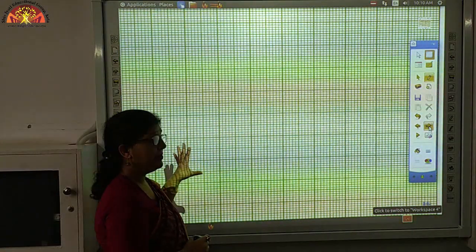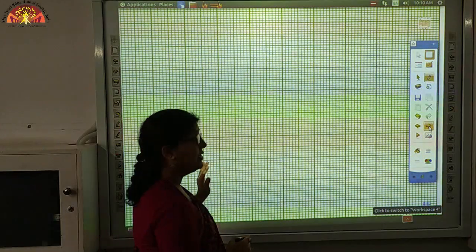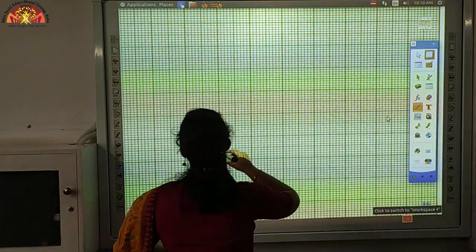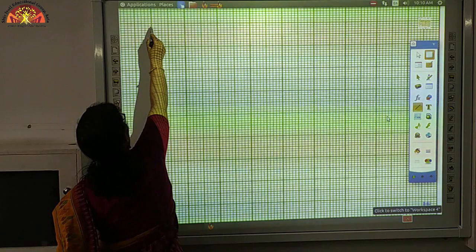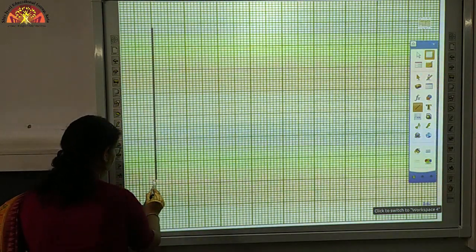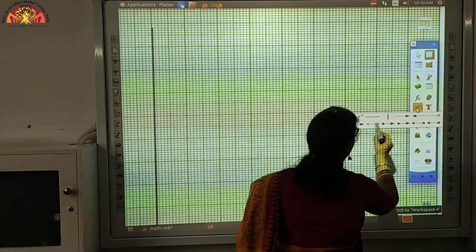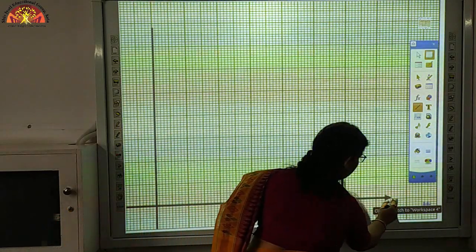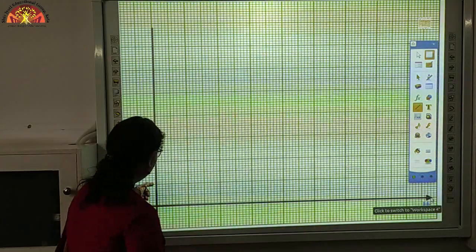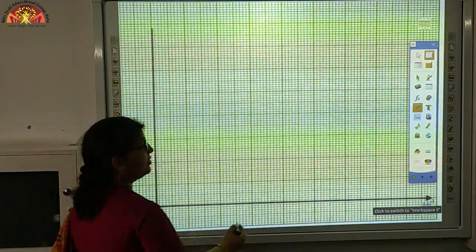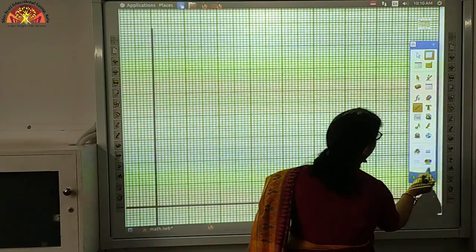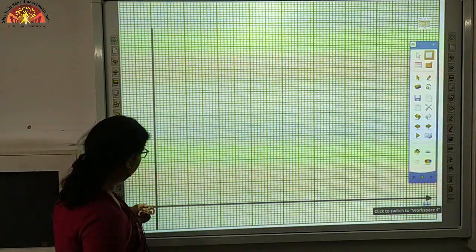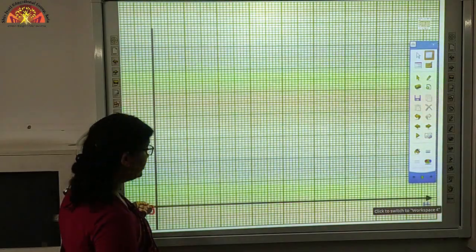This is the graph paper and we first draw the vertical and horizontal lines to show the axes. How do we draw vertical and horizontal lines? With the help of a scale you draw vertical and horizontal lines. Where these two lines meet, this is the origin of the graph. We mark O, and this is the initial point. So when we start marking values, it shows 0.